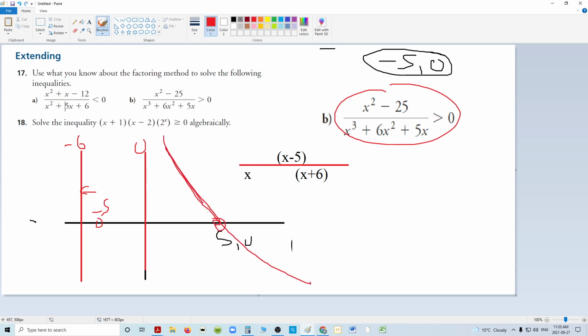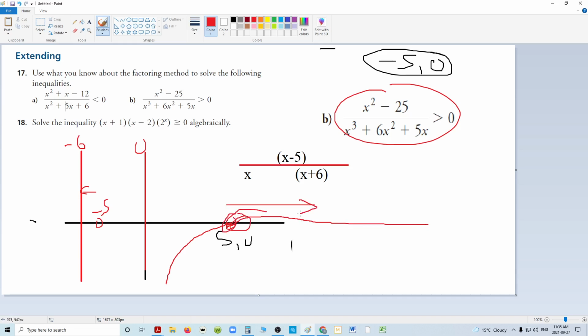So I still need to know what happens between 5 and 0. What's a good number to take between 5 and 0? 1. Okay, let's look at these factors instead. I get minus here, 1 here, 1 here. So minus divided by a plus is a minus. So that means it goes through 5, 0, and it goes down. And then it crosses through 5, 0, and then it's going to hug the x-axis. So that's important to know. Which means after 5 and up, it's above 0.